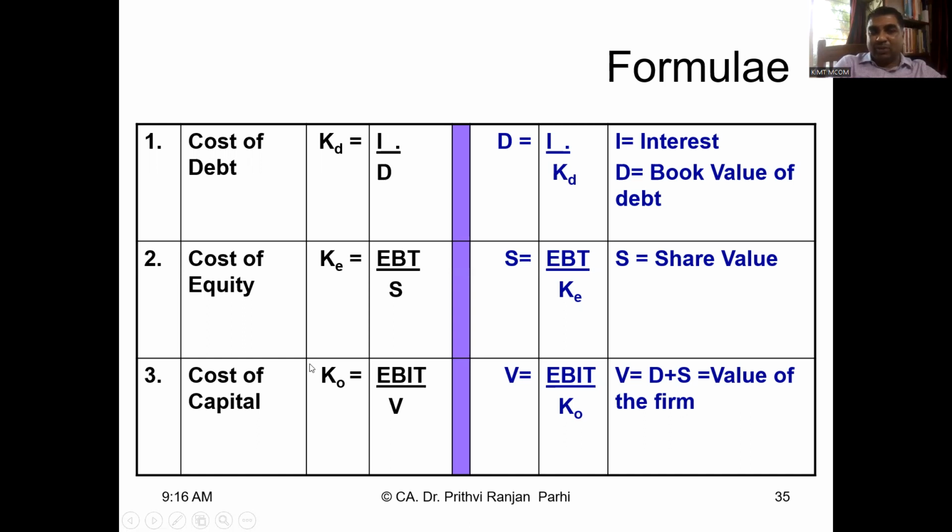Similarly, cost of equity is equal to earning before tax divided by value of the shares, or the value of the shares is equal to earning before tax divided by KE. This is how you can compute the S or share value. And overall cost of capital, or KO, is equal to earning before interest and taxes by V. V stands for value. Value is equal to EBIT by KO. Or you can also say V is equal to D plus S. That is, value of the firm is equal to value of the debt plus value of the shares. So these formulas are important for us. We'll be using these formulas to analyze our theories.